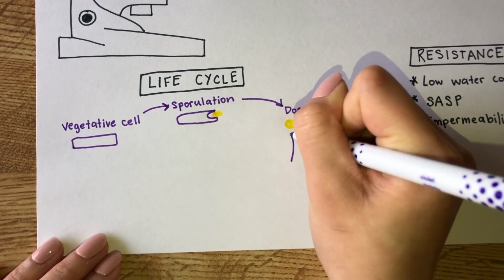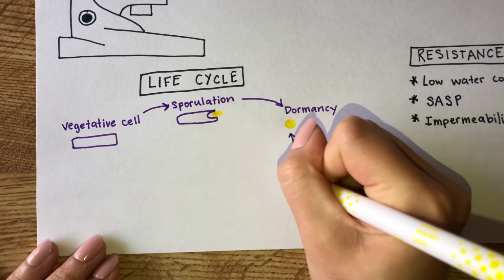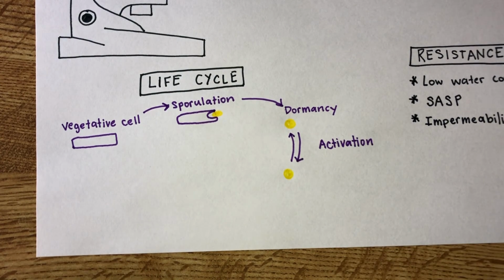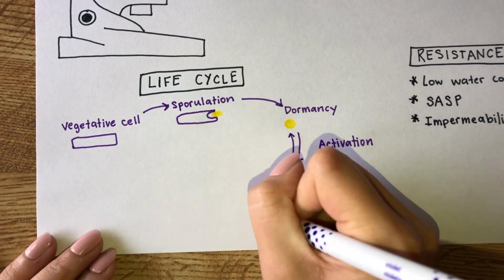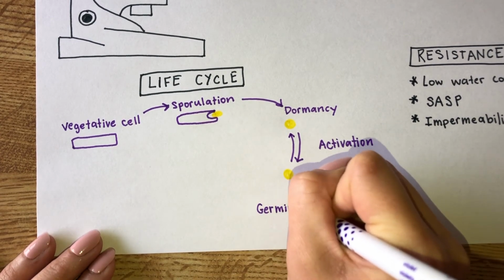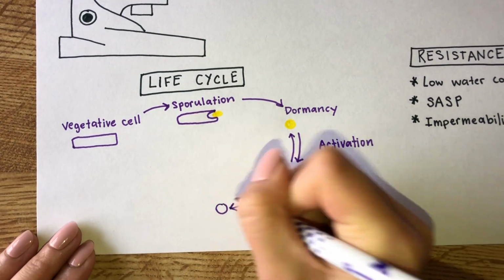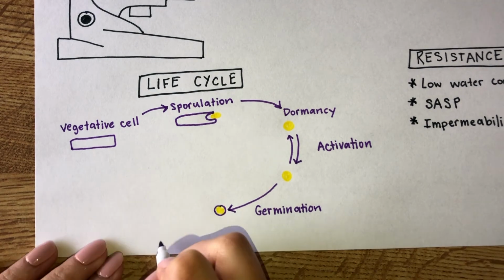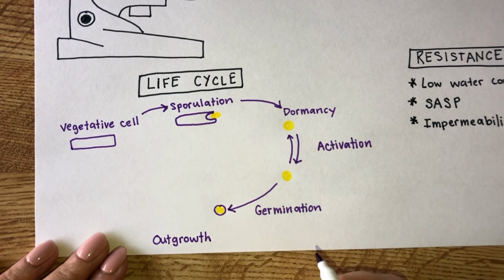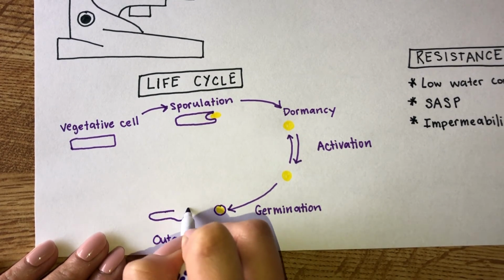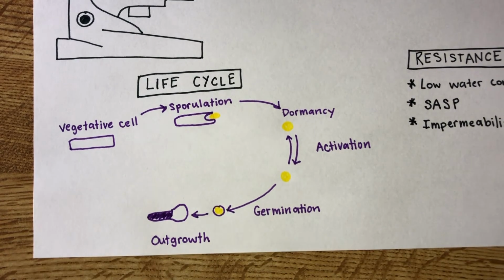Once the spore is exposed to nutrients or heat activation, the spore will proceed into the activation phase where the spores will resume metabolism. Germination will follow activation, where the spore will lose most of its heat resistance and active metabolism will begin. The spore will transition into the outgrowth phase until the first cell division.